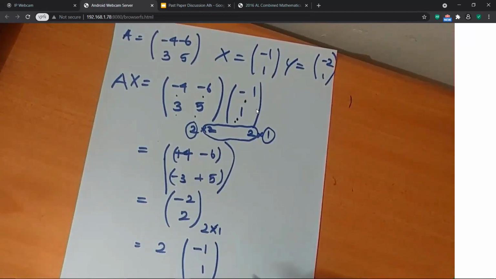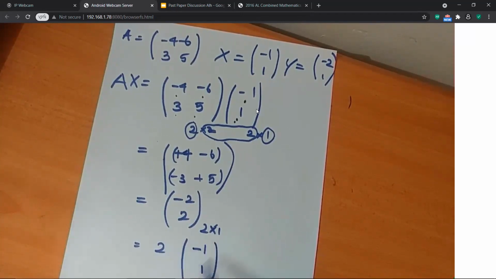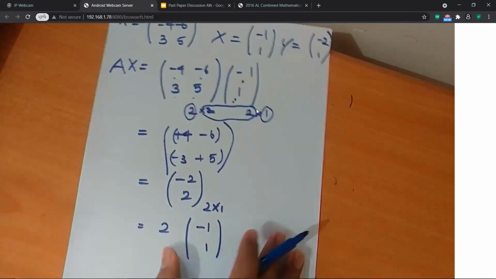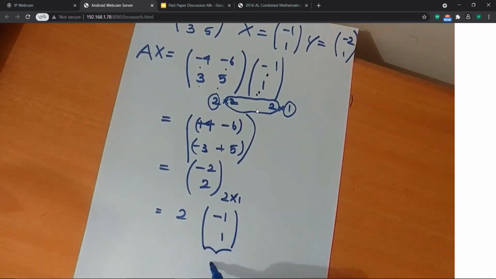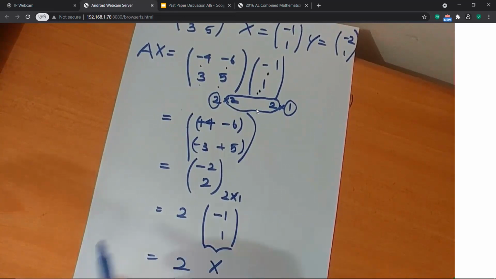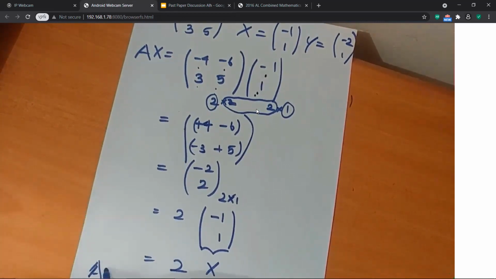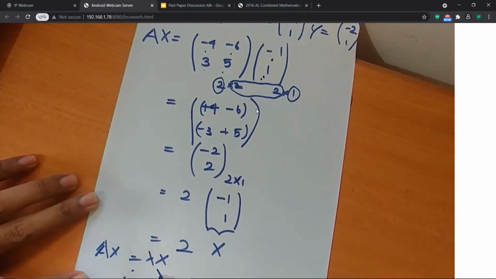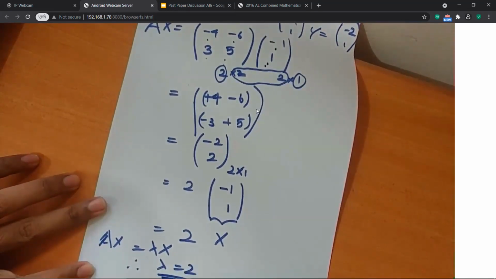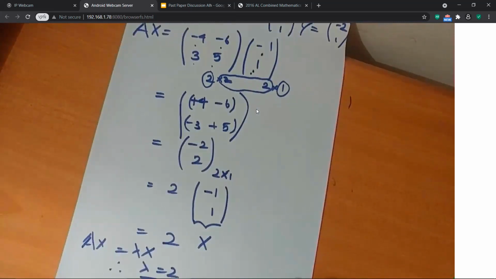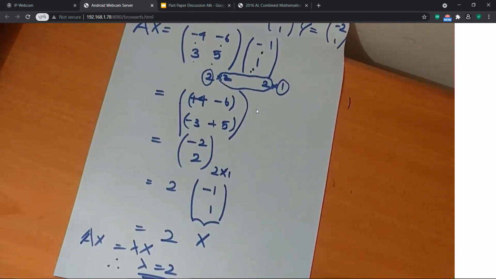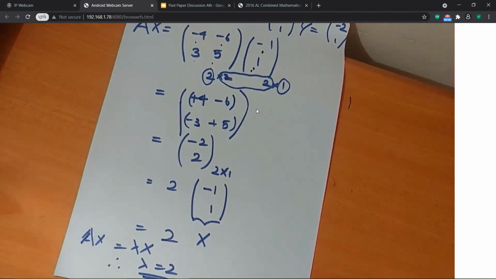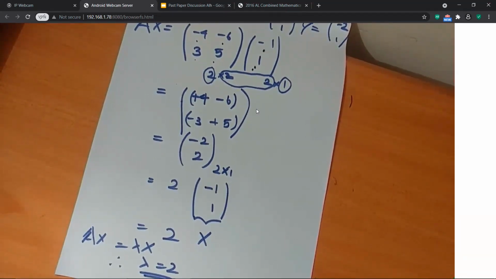So if there's a constant and you multiply, then all the values get multiplied by that constant. So we can write it as this. What is this? X. So this is equal to twice x. They have given that Ax is equal to lambda x. Therefore, lambda is equal to 2. That's the first part. Right? Understood? Yes, sir. Right.